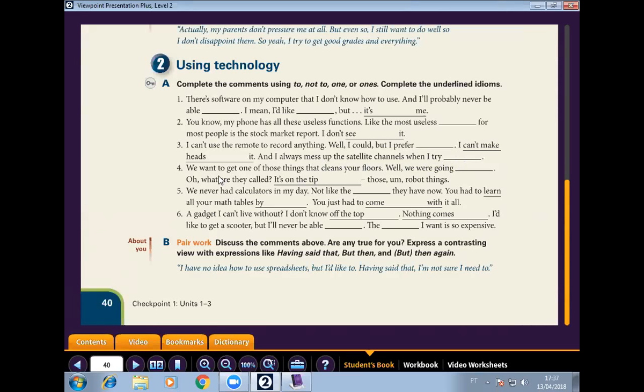Fourth, we want to get one of those things that cleans our floors. Well, we were going to. Oh, what are they called? It's on the tip of my tongue. That's it. It's on the tip of my tongue. Those robot things.